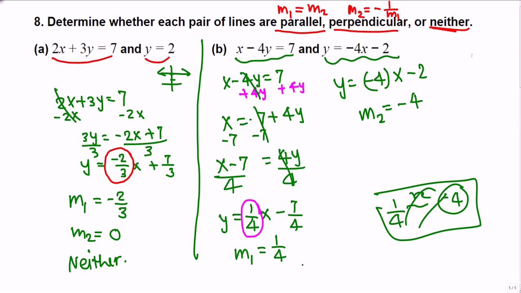There is another way to check. If we just multiply these slopes, m1 and m2, and we get -1, then the lines are perpendicular. Yes, 1/4 times -4 is -1. The second slope is the negative reciprocal of the first. So the lines are perpendicular.